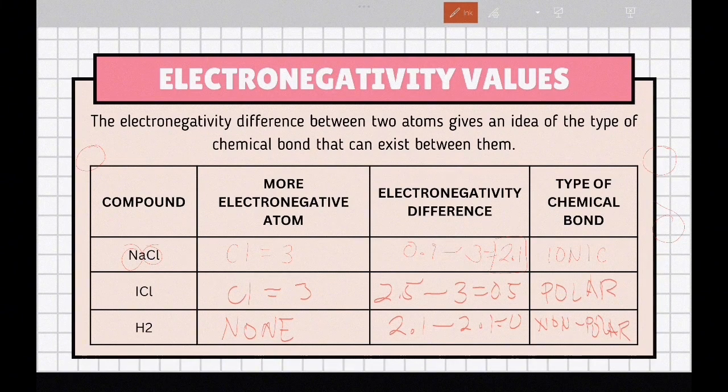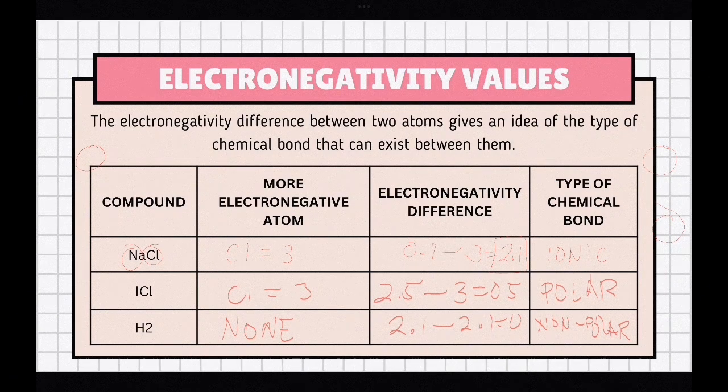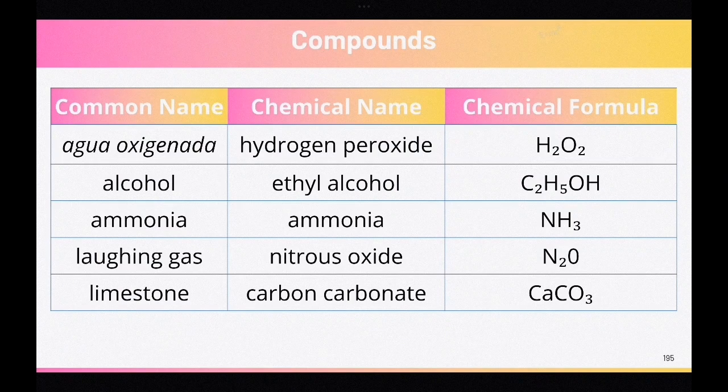In getting the electronegative values of a certain compound, you just simply check their electronegativity based on the chart and then get their differences. So just simply subtract. Now, here are the common names, chemical names and chemical formulas of the different compounds.